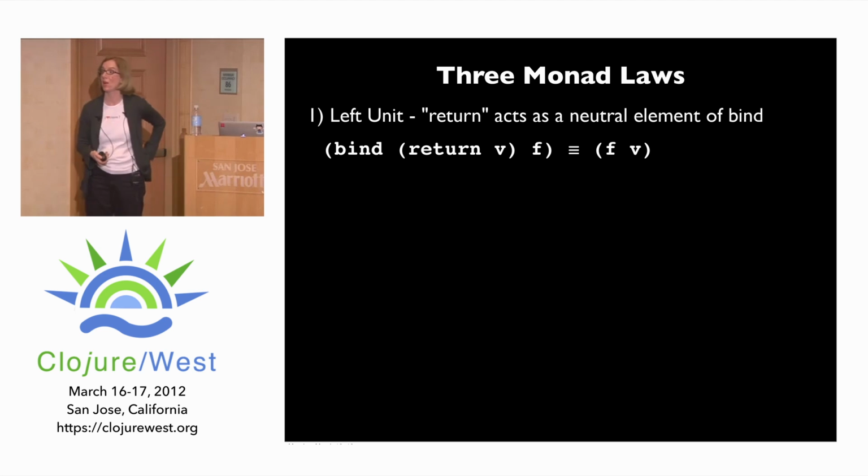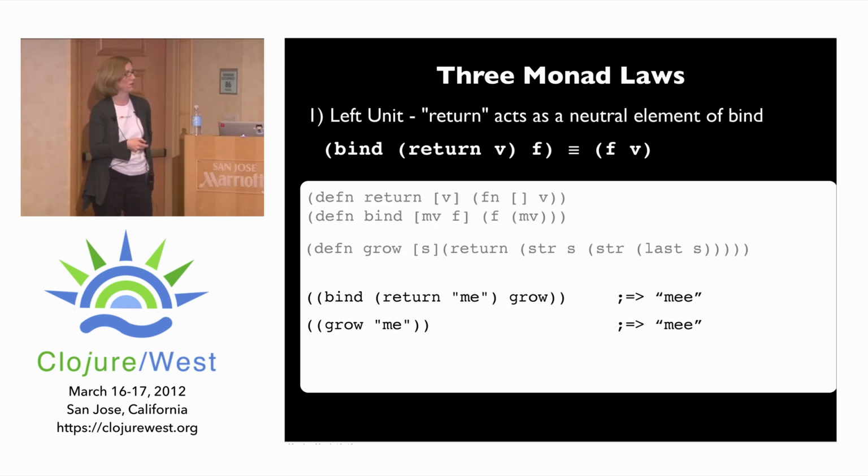The 3 monad laws. 2 of these laws have to do with return acting as a neutral element of bind. It's kind of complicated when you look at it in the rule, so let's see some examples. If you do return me and then we bind it to grow, it applies that function, so it makes the me grow. And same thing, if you just call grow on me, it does the same thing. So that takes care of the left unit, which is the first monad law.